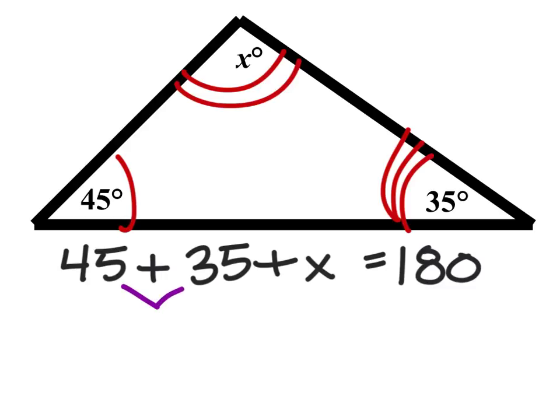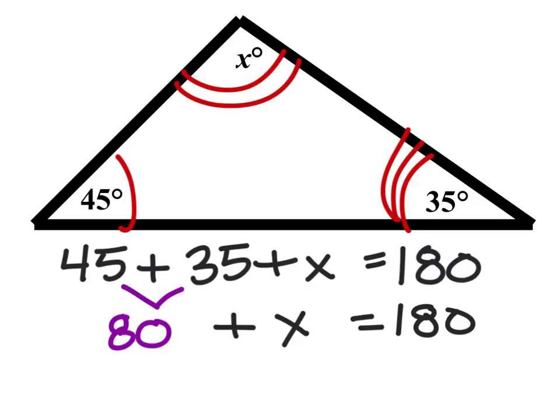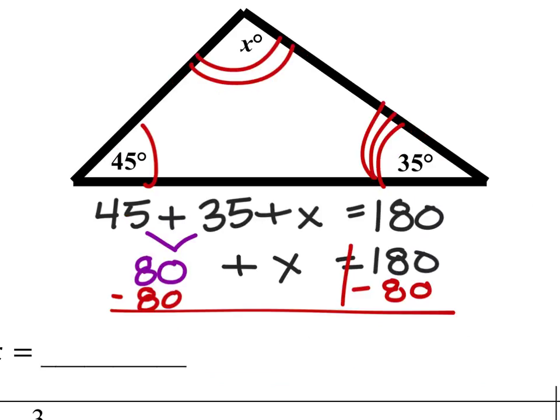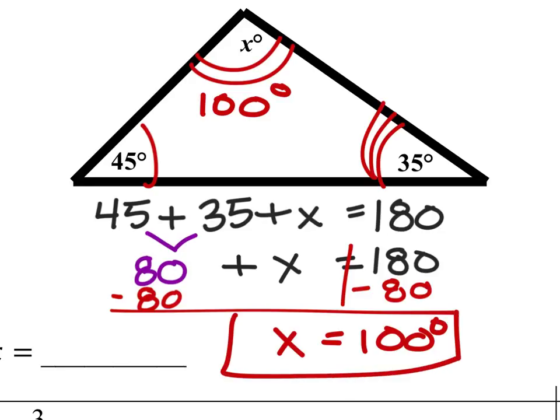So let's combine like terms. That gives us 80 right here. And now we have 80 degrees plus x equals 180 degrees. Some of you can do this in your head. Others of us need to do the work on this. But when we solve the equation by subtracting 80 on both sides, we find that x equals 100. So we could write that in here, that the angle there is 100 degrees. That would be our answer.